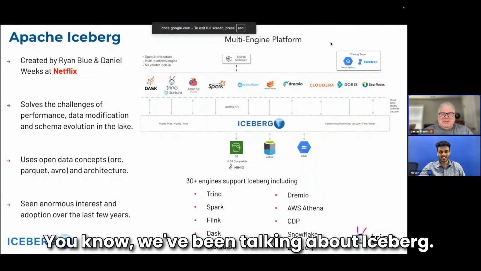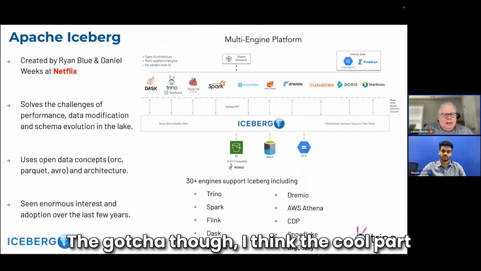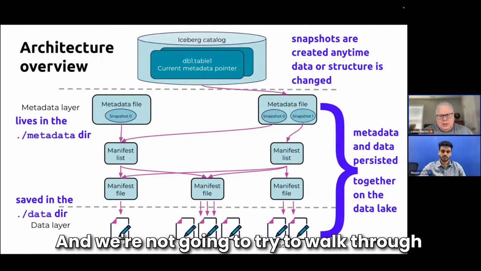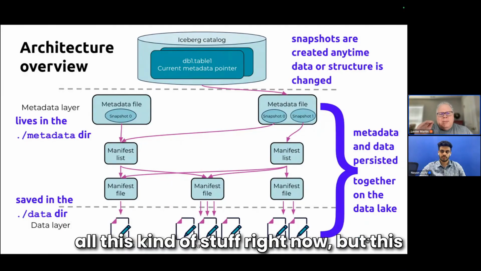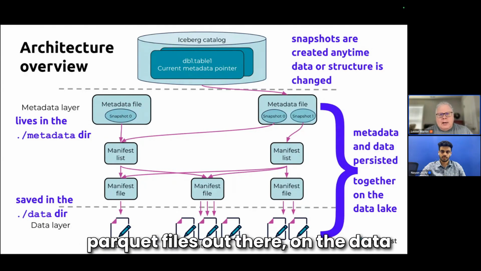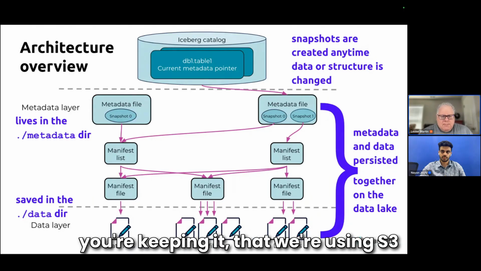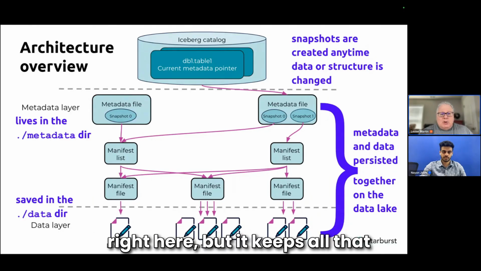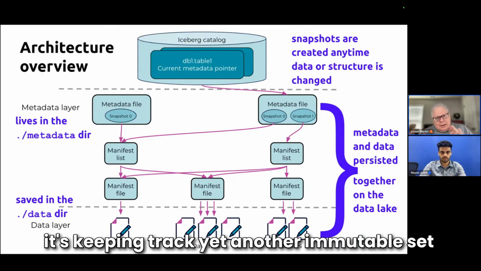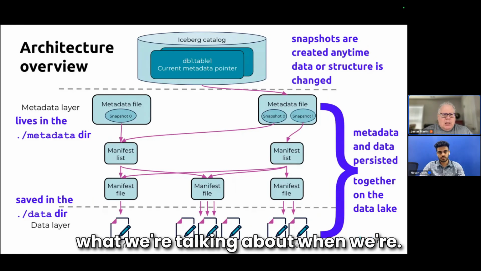We've been talking about Iceberg, all good stuff, multi-engine, all that great stuff. The cool part and the gotcha with Iceberg is this mess. We're not going to walk through all of this right now, but this is how we're keeping track of things. Iceberg puts not just the data files, not just those Parquet files, out there on the data lake, on your object store, or wherever you're keeping it. We're using S3 right here, but it keeps all that metadata. In fact, it's keeping lots and lots of changes. Every time we make a change, it keeps track with yet another immutable set of information that lets us know what we're talking about, when, where, why.